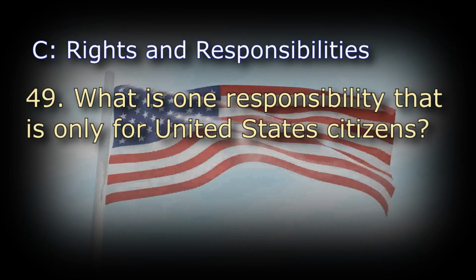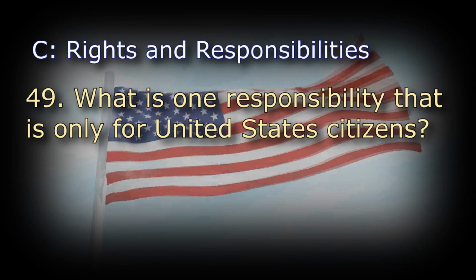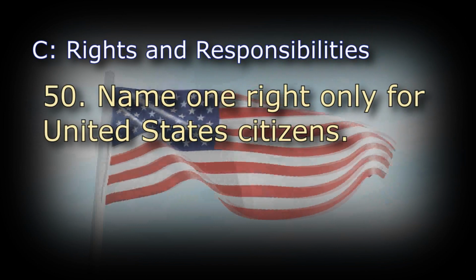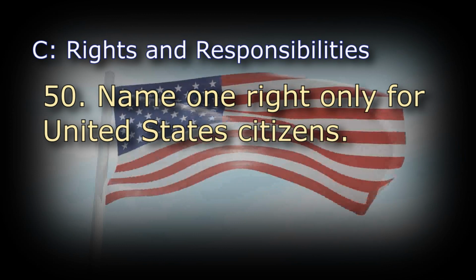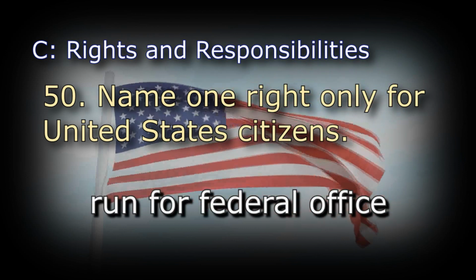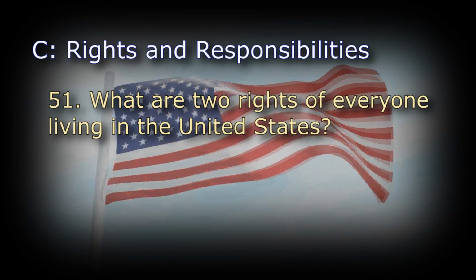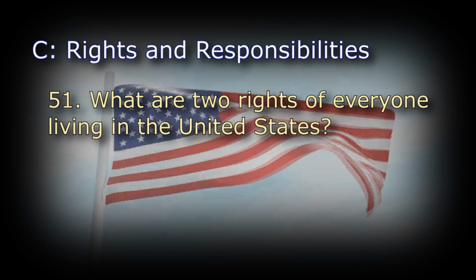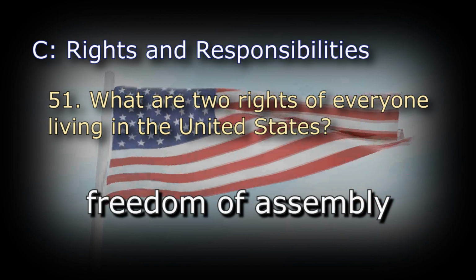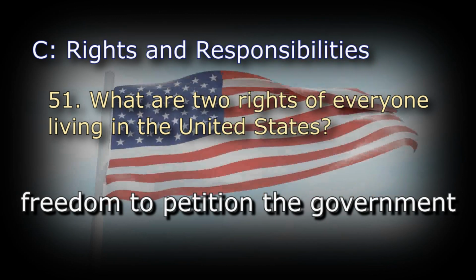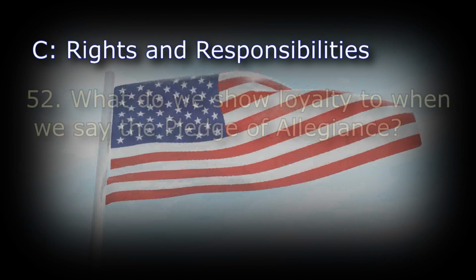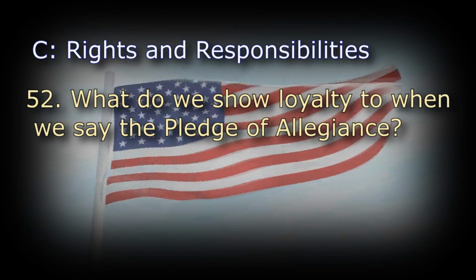49. What is one responsibility that is only for United States citizens? Serve on a jury. Vote in a federal election. 50. Name one right only for United States citizens. Vote in a federal election. Run for federal office. 51. What are 2 rights of everyone living in the United States? Freedom of expression. Freedom of speech. Freedom of assembly. Freedom to petition the government. Freedom of religion. The right to bear arms. 52. What do we show loyalty to when we say the Pledge of Allegiance?